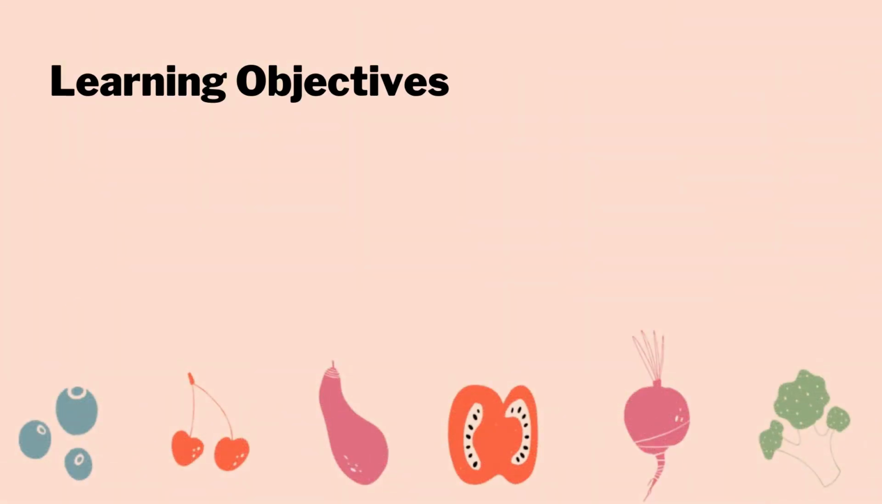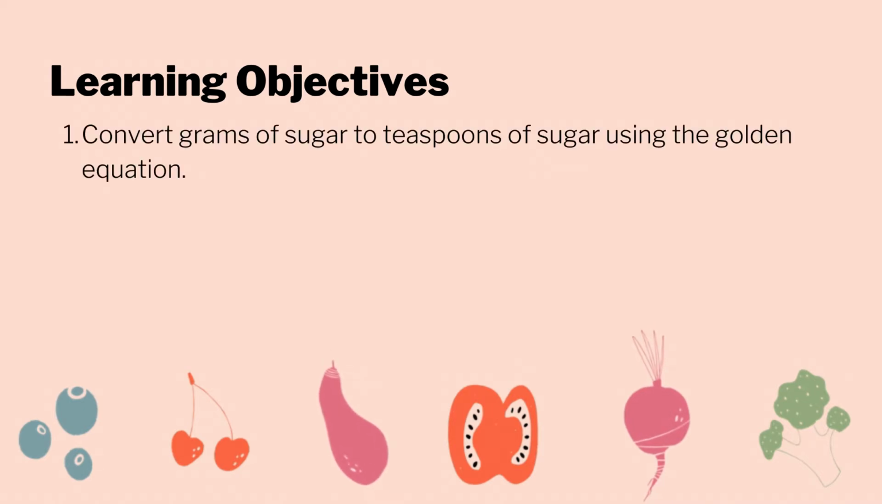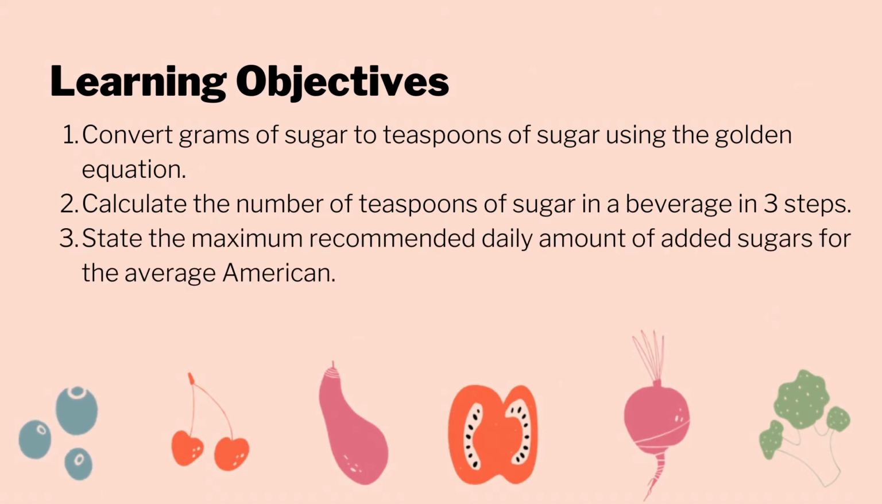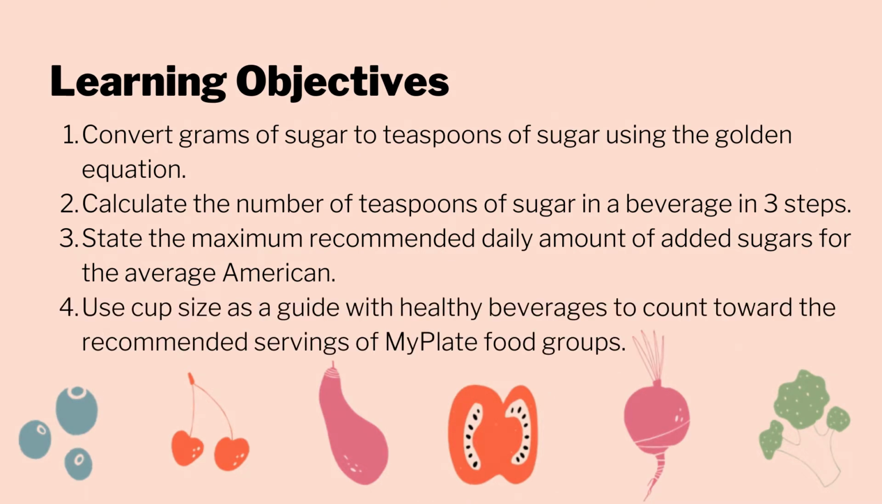By the end of this lesson, you will be able to convert grams of sugar to teaspoons of sugar using the golden equation, calculate the number of teaspoons of sugar in a beverage in 3 steps, state the maximum recommended daily amount of added sugars for the average American, and use cup size as a guide with healthy beverages to count toward the recommended servings of my plate food groups.